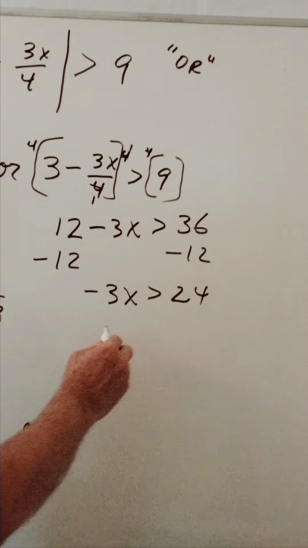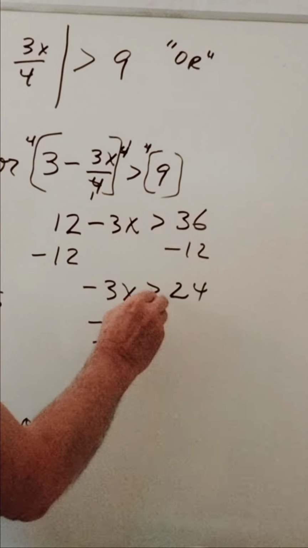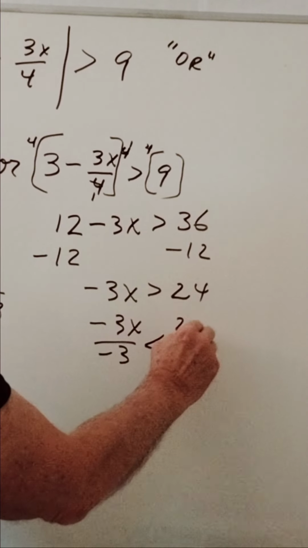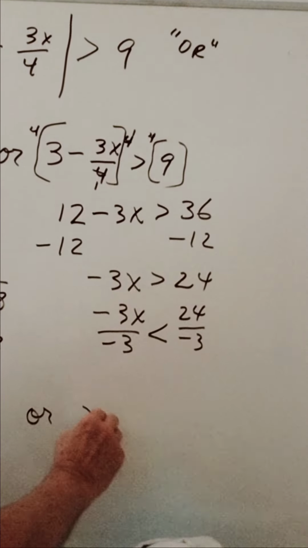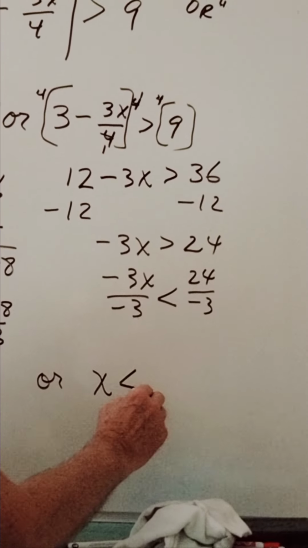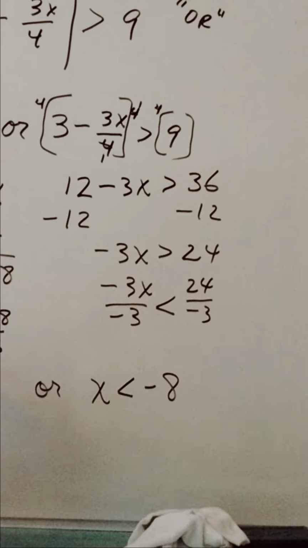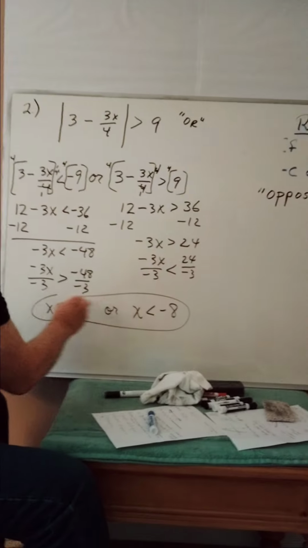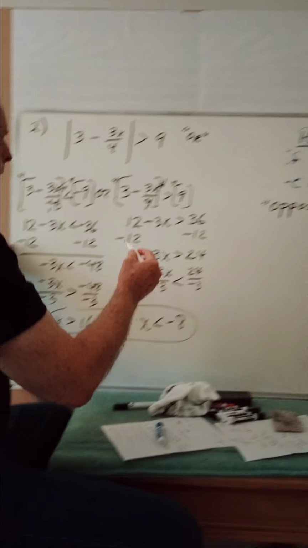Going to have to reverse. Negative 3x divided by negative 3. Reverse him. Is less than 24 divided by negative 3. Or x is less than negative 8. There's, so to speak, the solution. Now I'll put it up here. Let's go to the graph.